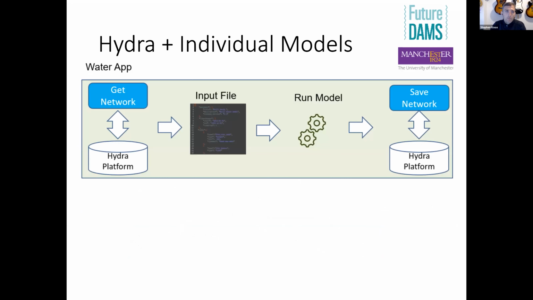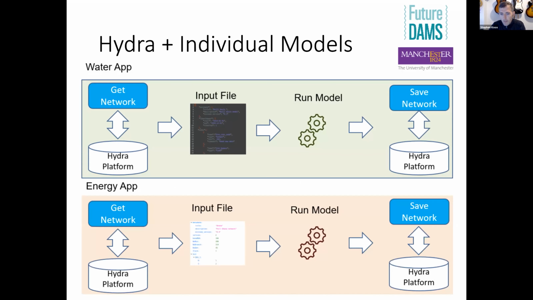One is the water app. So the process for the water app is you press run in the interface. The app then says, okay, you've run network 123, go and get me that data. That produces an input file for your modeling system. The model then runs, and then once the model run has been completed, it returns the data to the network. Exactly the same thing happens to the energy app, except in this case, it produces a different input file because the energy app and the water app are entirely separate things.